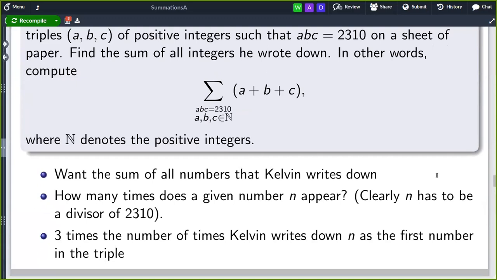So how many times does a given number n appear? It's 3 times the number of times it appears as the first number in the triple. n can be the first number of the triple, the second number of the triple, or the third number of the triple, all an equal number of times. Let's just count the number of times that n appears as the first number of the triple.